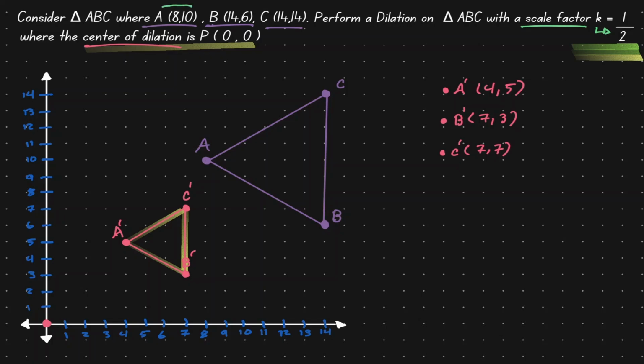What we could have done is take point A and halve each of those values. 8 if we divide it by 2, we get 4, and 10 if we divide it by 2, we get 5. That's the location for A prime. And the same goes with B. We originally have 14, 6. If we halve each of those values, then notice that we would have gotten 7, 3. And the same goes with C. 14, 14, if we halve each of those values, we could have gotten 7, 7. But this shortcut can only work if our center of dilation is at 0, 0.